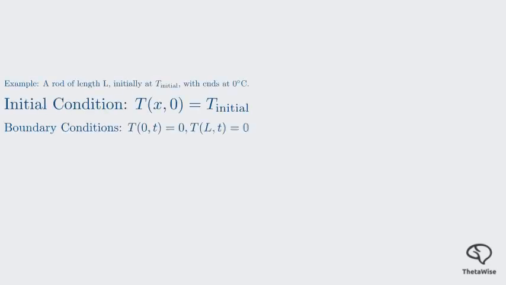Let's look at a classic example. A metal rod of length L, initially at a uniform temperature T_initial, whose ends are suddenly plunged into ice water at 0 degrees Celsius. The initial condition is that the temperature is T_initial everywhere. The boundary conditions are that the temperature at both ends, x equals 0 and x equals L, is held at 0 degrees for all time. The solution to this problem describes how the temperature profile in the rod changes over time. It's a beautiful example of how a complex physical process can be described by a relatively simple mathematical equation.